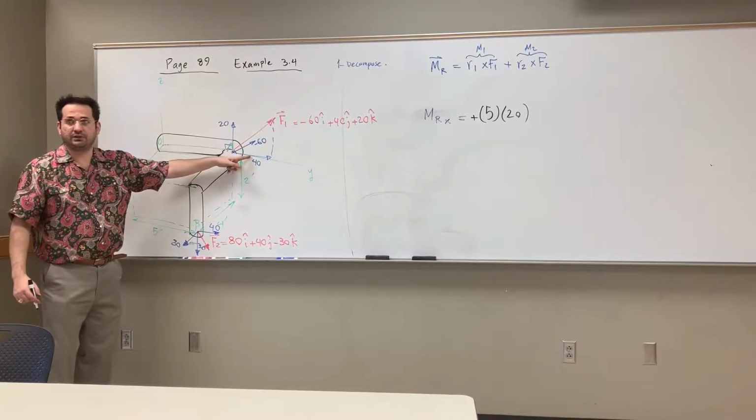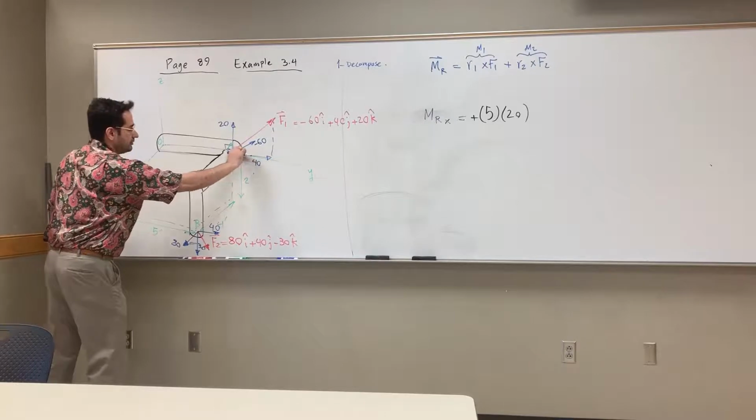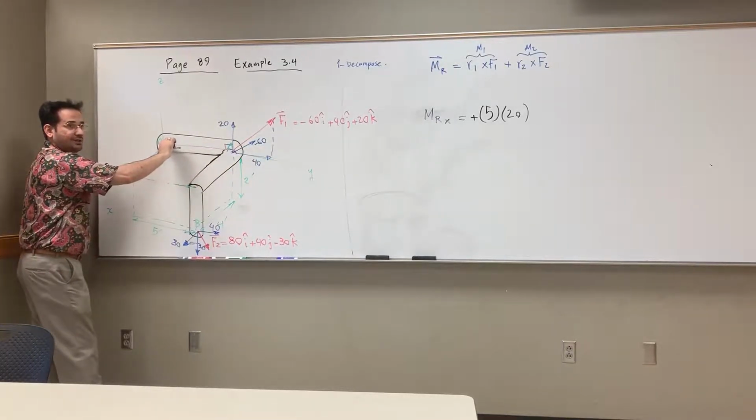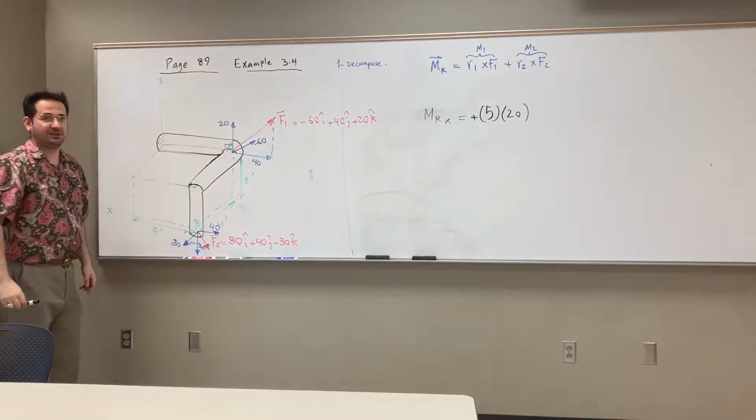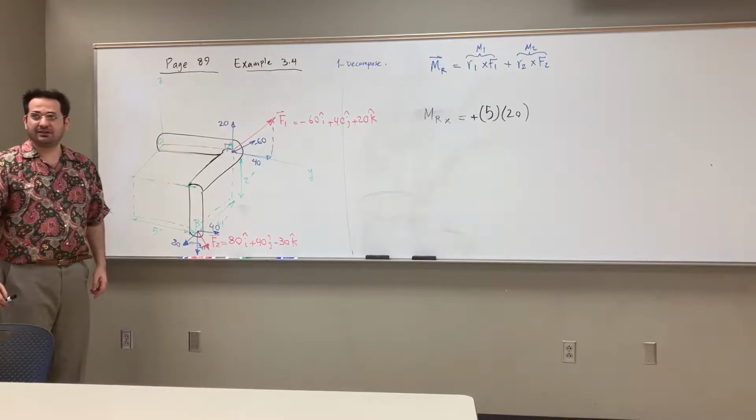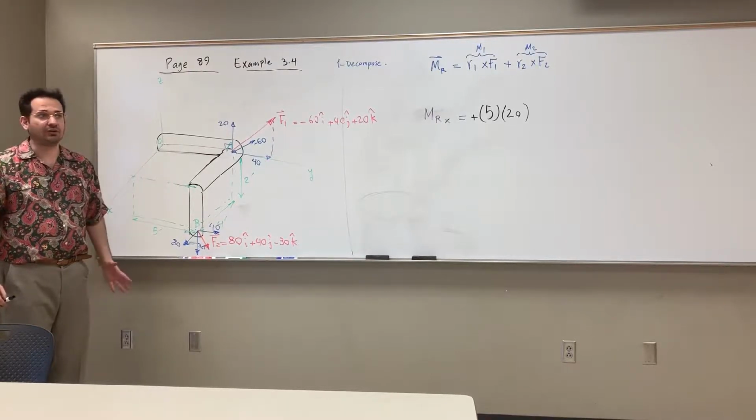Where should I move it? Back. All the way back. But look, if you move it here, you can see that it's going through that axis. So the moment arm is 0.